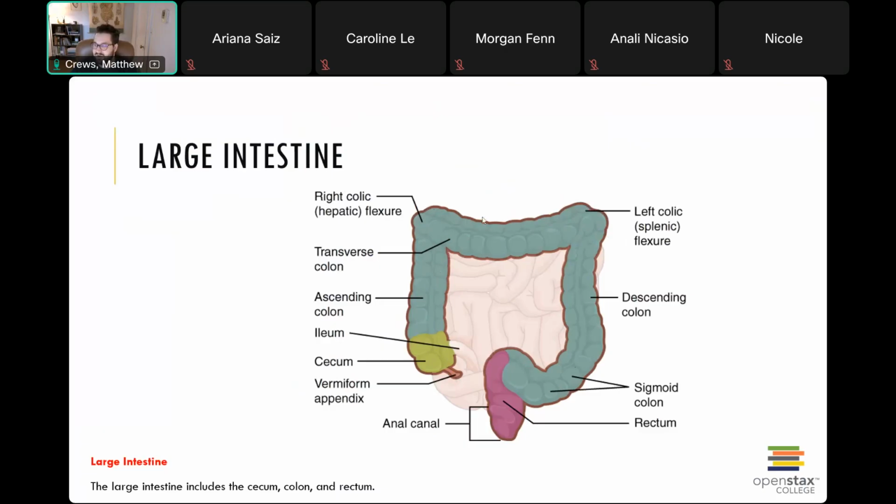On the superior side of the colon, it's attached by the lesser omentum to the stomach right here. So the greater curvature of the stomach will be right here, and it will attach to the colon. Let me see if I can show you a picture of that actually. It's kind of neat.